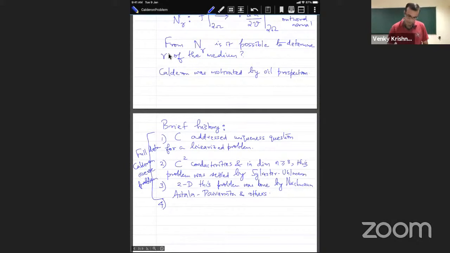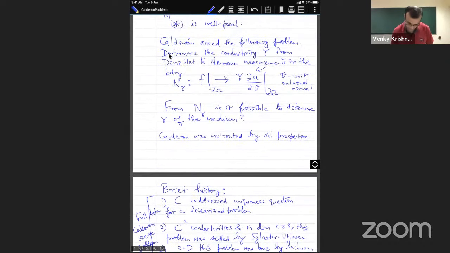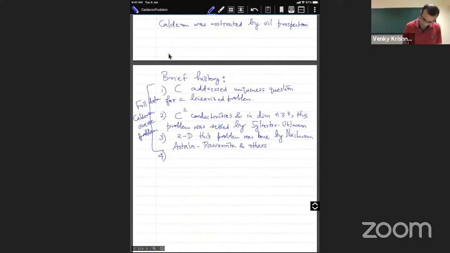So what do I mean by full data? What I mean by full data is that there is no restriction on where the support of f lies, and there is also no restriction on where I can measure the conductivity. Okay, so now I would like to give some history about partial data Calderon inverse problems.